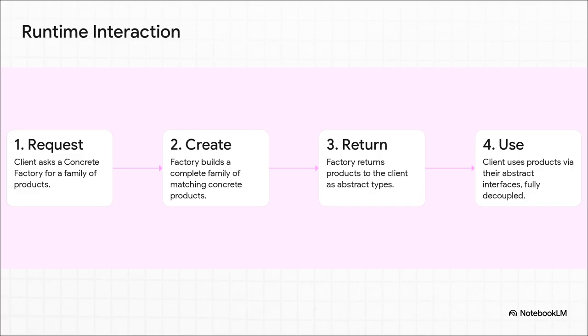So, let's walk through how this plays out in real time. 1. The client decides it needs a set of products, let's say for a human character, and it gets an instance of the human factory. 2. That factory gets to work and creates a whole matching set of gear, a sword and body armor. 3. It hands these back to the client, but, and this is so important, it returns them as abstract types, a weapon and an armor. And finally, 4. The client uses these objects through their generic interfaces, having no idea that it's holding a sword and body armor. It is completely, beautifully decoupled.